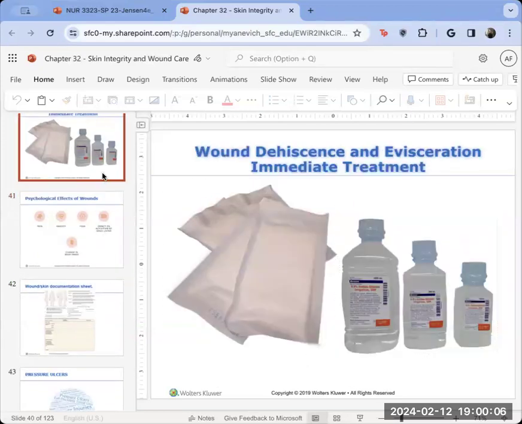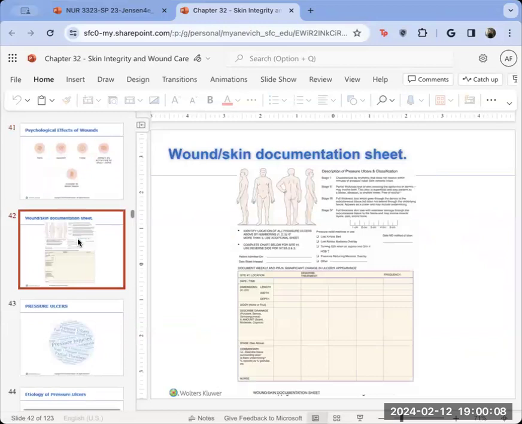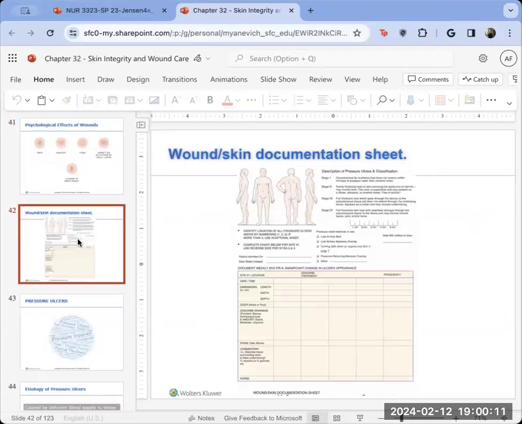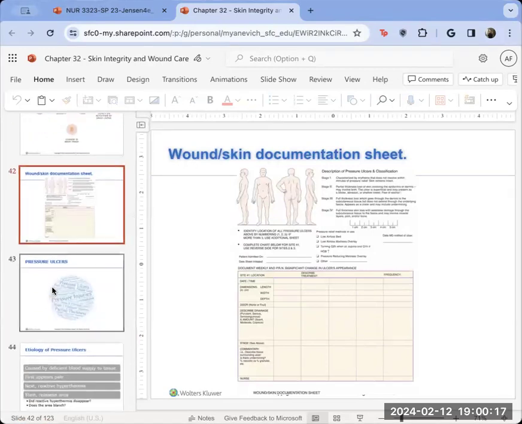So I already talked about this a little bit with what to do. Like I said, sterile, you call for help for evisceration, you put a sterile gauze on top of it, and you monitor vitals. But the first answer you're going to pick, if it says a priority, you're going to call for help.